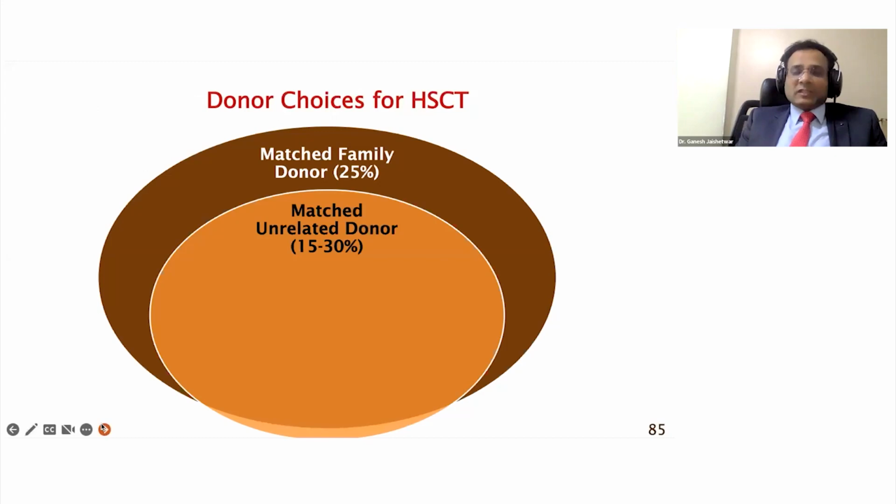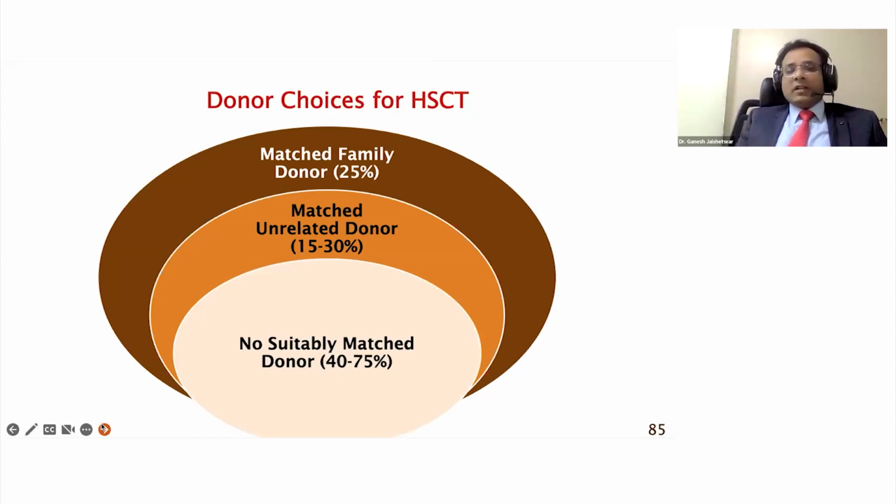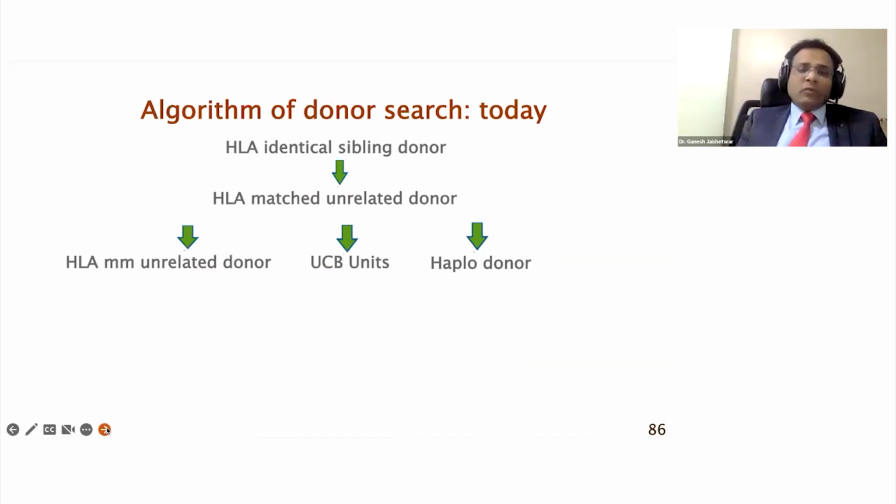Regarding donor choices, unfortunately only 25% of patients have a fully HLA matched sibling donor or family member. For minority populations, like in Southeast Asian countries and India, the possibility of finding an unrelated full match donor is only 15 to 30%. Almost 40 to 75% of patients in dire need of transplant end up having no HLA matched donor, either among family members or in international donor registries. These are the various choices: mismatch unrelated donor, cord blood transplants, or haploidentical donors.